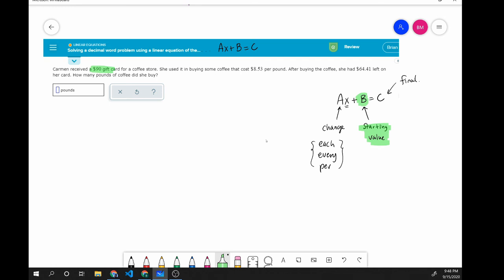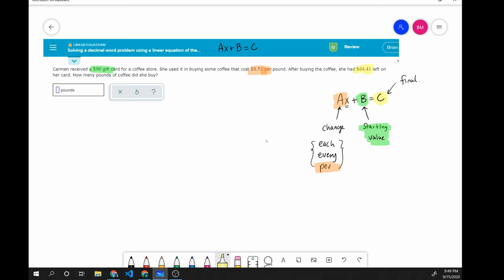All right. She's used it in buying some coffee that cost $8.53 per pound. Now, isn't that interesting? We have the word per in our word bank here and the per here. So my guess is that $8.53 goes right with A. All right. And then the final. After buying the coffee, so she's done buying her coffee, and she has $64.41. So that number is the final number here.